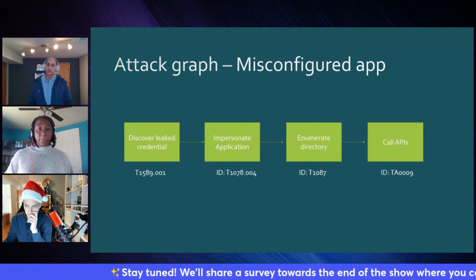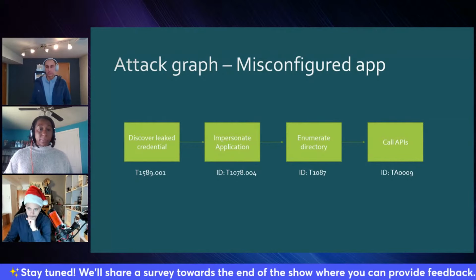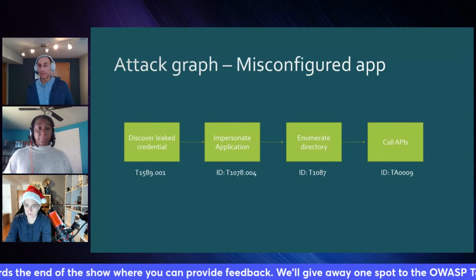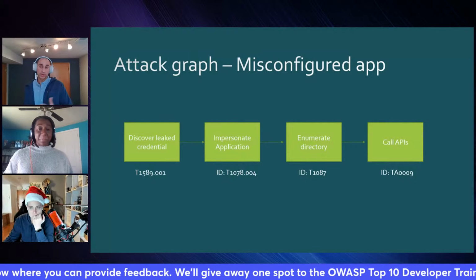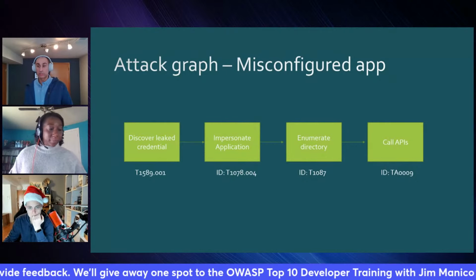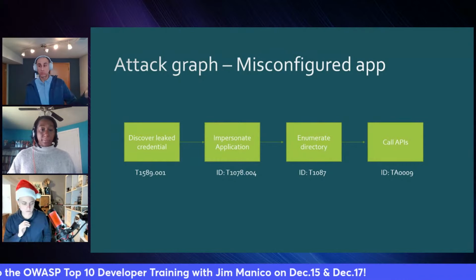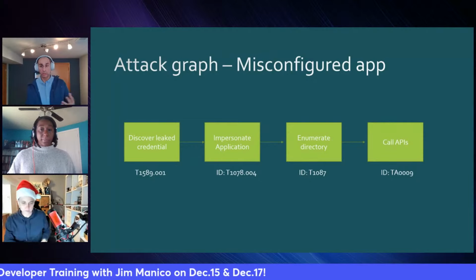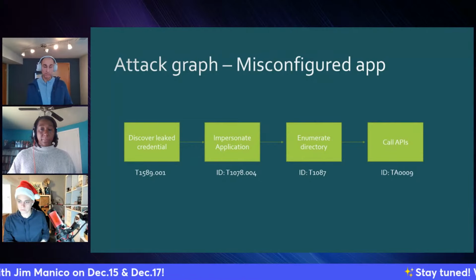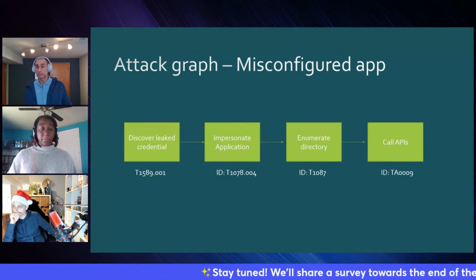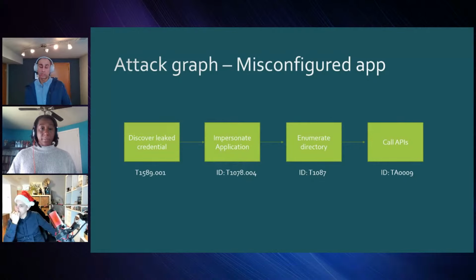And the final example, the misconfigured application, we talked about leaked credentials in a code repo. So not hard, really, to find these. Once the attacker finds the credential, they'll impersonate the application. They might enumerate the directory. So they might call Graph to find out who all is in the Azure AD directory and what kind of roles they have. And then they'll try to elevate their privilege by potentially taking over one of those roles, or by finding out what other resources can be exploited, and then call the APIs to steal data.